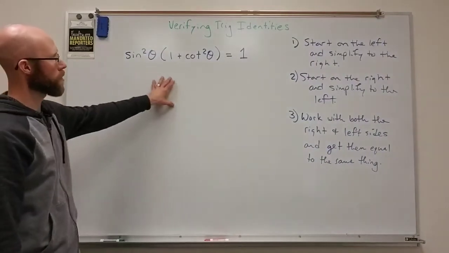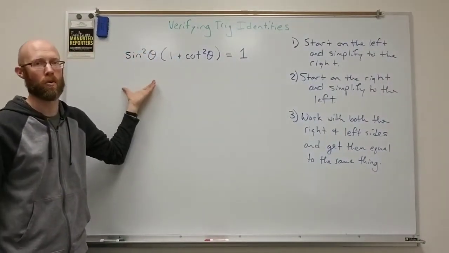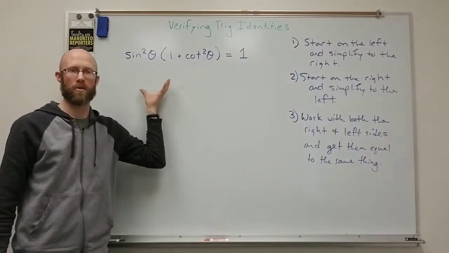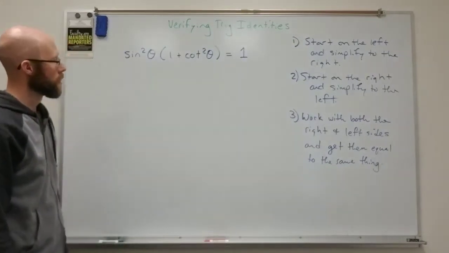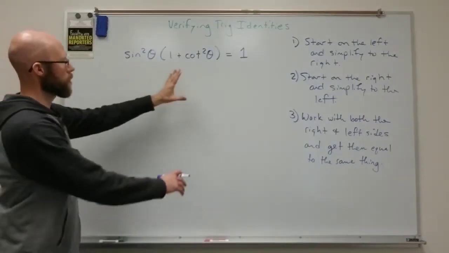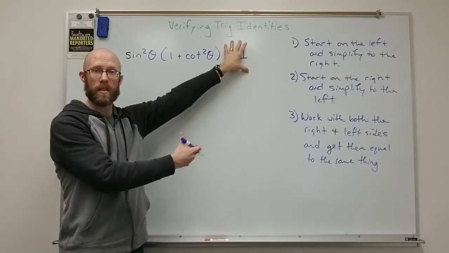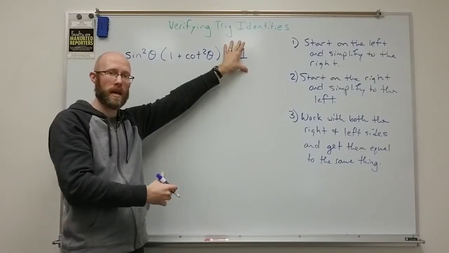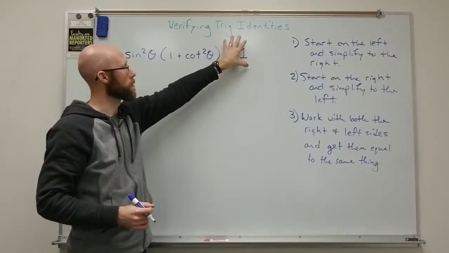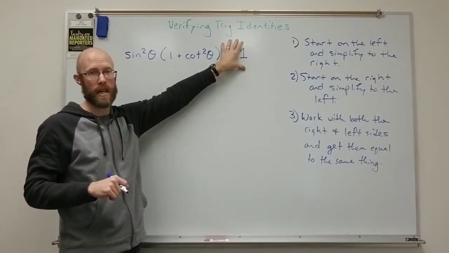Okay, so on this one, I'm gonna do the top option here. I'm gonna start on the left because the left is obviously more complicated than the right. So if I simplify on the left, hopefully we'll get to the right side. Okay, so I'm gonna ignore this 1 basically. I'm gonna forget that it's even there until I get to the end. I always have it in my mind, I guess, a little bit that that's the goal, is to get to that point. But I'm not gonna use that at all in the verifying of the identity, okay?